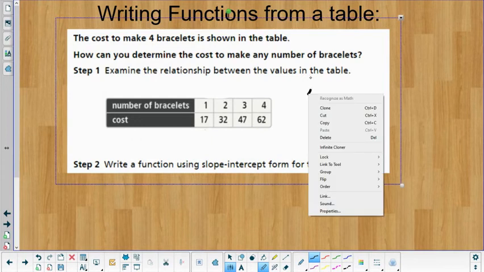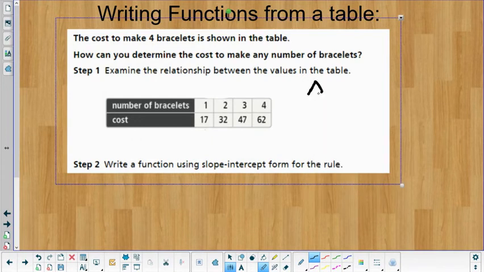When I put a triangle, that means the change in y. So what we're going to do is the change in y over the change in x. So this is the same thing as y2 minus y1 over x2 minus x1. So you can view these on the table, you can view them as ordered pairs. (1, 17) is an ordered pair, (2, 32), and so on. Or you can think of it as a change in y over the change in x.